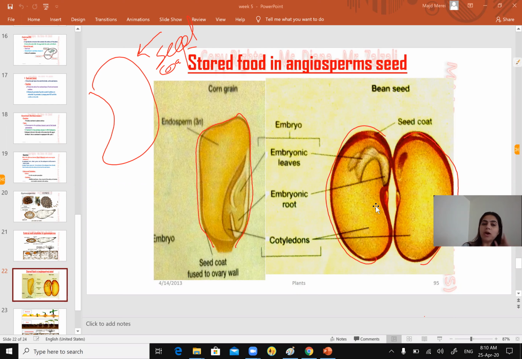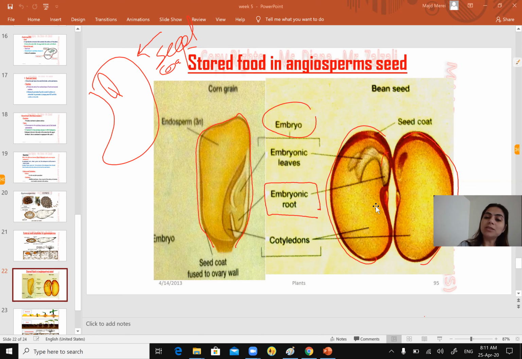The second part of a seed is the embryo. The embryo is made up of three parts. Part of it will grow into root, so it's called embryonic root. It has another name. It is known as radicle. So, embryonic root or radicle.